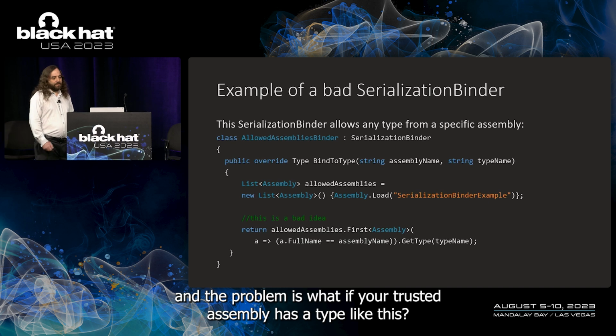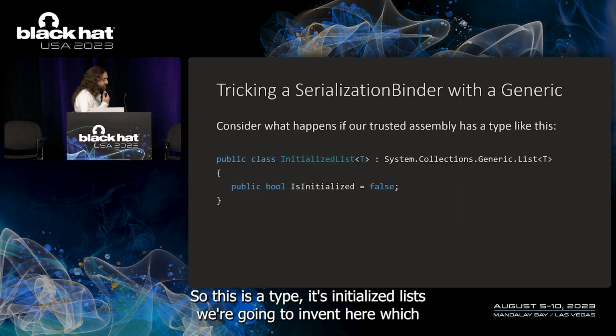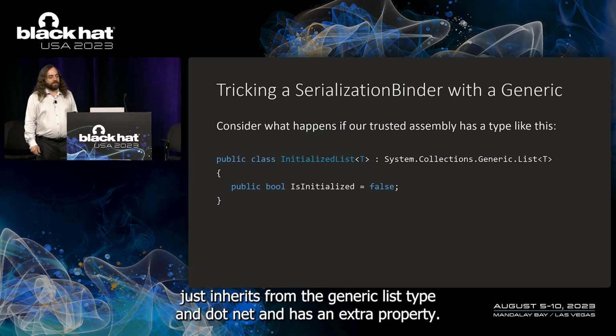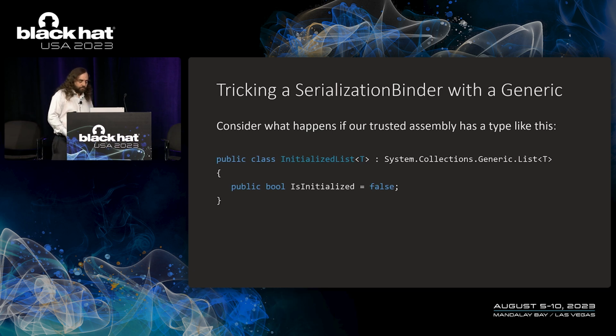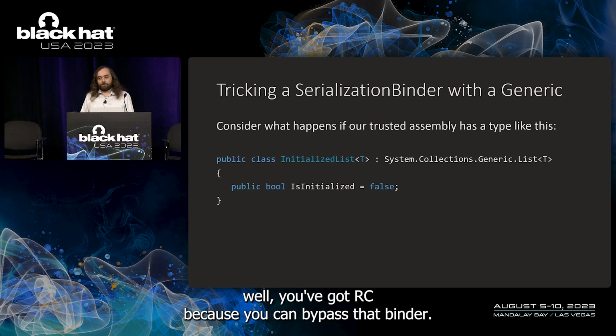And the problem is, what if your trusted assembly has a type like this? So this is a type, InitializedList, we're going to invent here, which just inherits from the generic list type in .NET and has an extra property. This looks pretty harmless. But if this is in your trusted assembly, well, you've got RCE because you can bypass that binder.